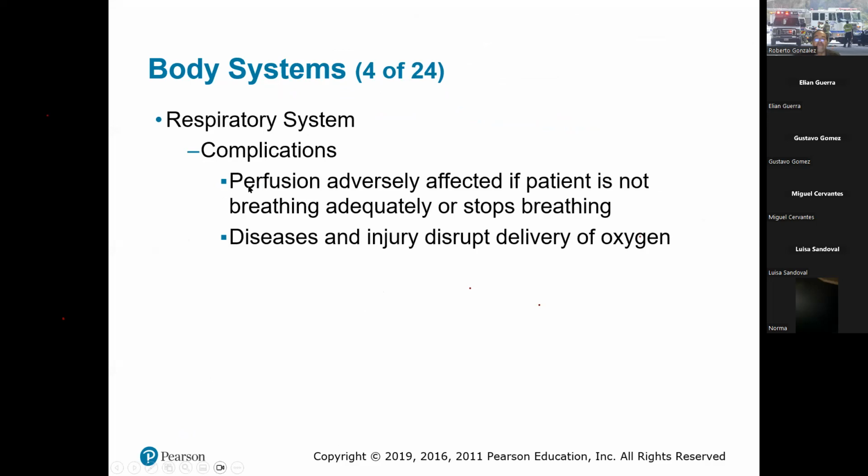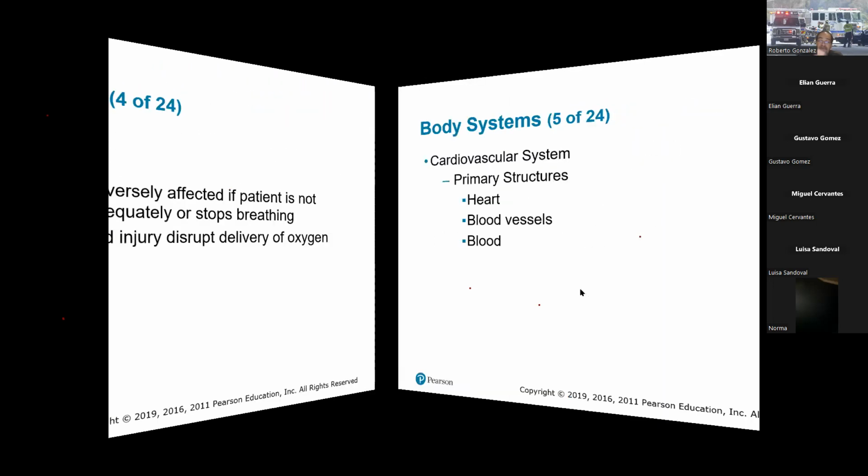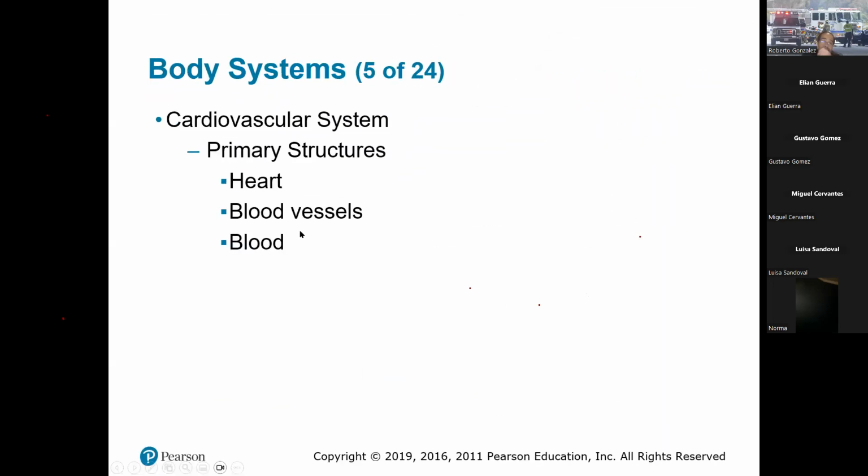Complications: poor perfusion adversely affects patients who are not breathing adequately or stop breathing at all. Diseases and injuries disrupt delivery of oxygen from the outside of the body to the individual cells in your body. Every cell requires oxygen, guys.